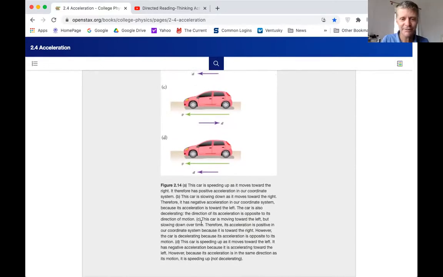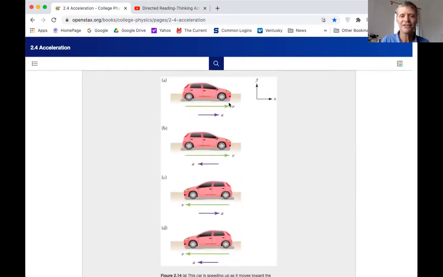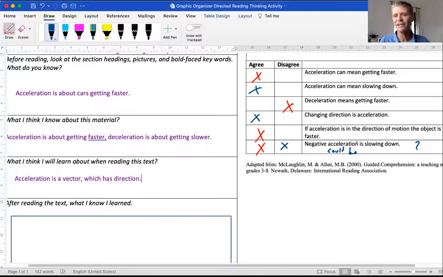Now I've summarized that, but if you look at the caption below, it says, for example, C, the car is moving toward the left, but slowing down over time. Therefore, the acceleration is positive in our coordinate system because it's to the right, but it's slowing down in a negative direction. So it has positive acceleration, but slowing down. And here we have positive acceleration, but getting faster because it's about the direction of the motion. And so the last caption here, when we go back to the graphic organizer, negative acceleration is slowing down. It could be either.